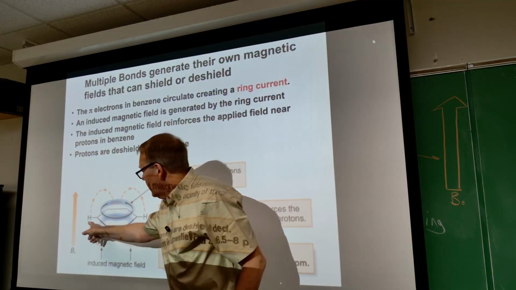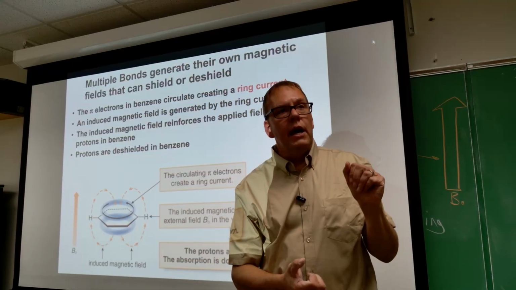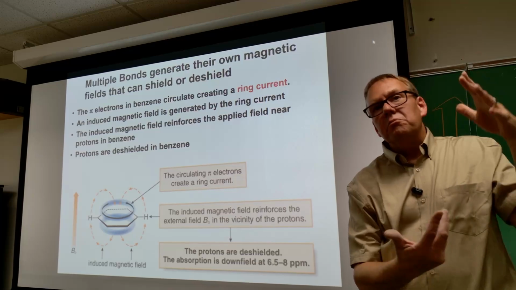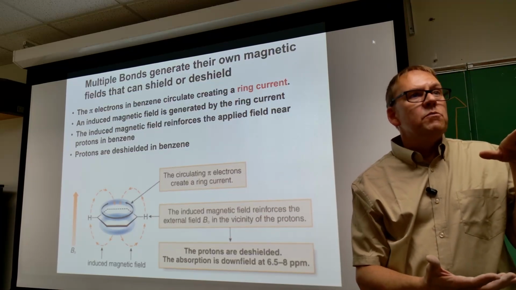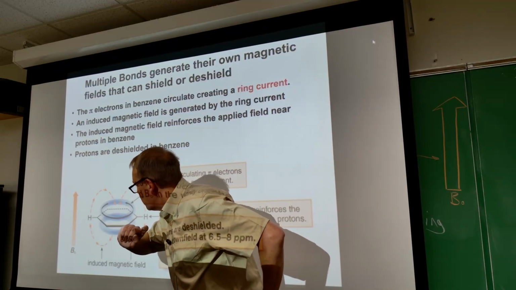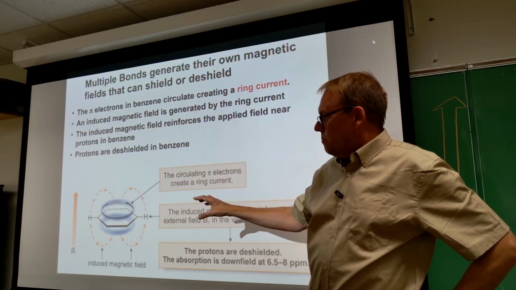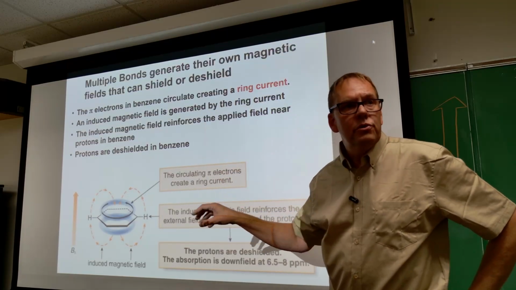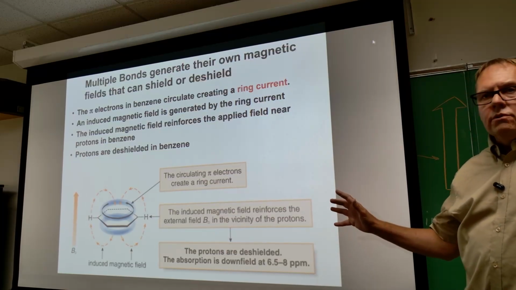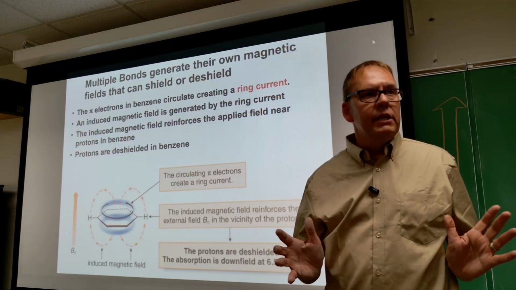So this one gets an extra big energy gap, because it's got the external magnetic field and then it's got this induced magnetic field making its energy gap even bigger. So these have really high chemical shifts because they're in a region of space where the magnetic field is really large. So, bottom line, protons on a benzene ring have a high chemical shift, much higher than you'd expect for a molecule that doesn't have any electronegative elements.